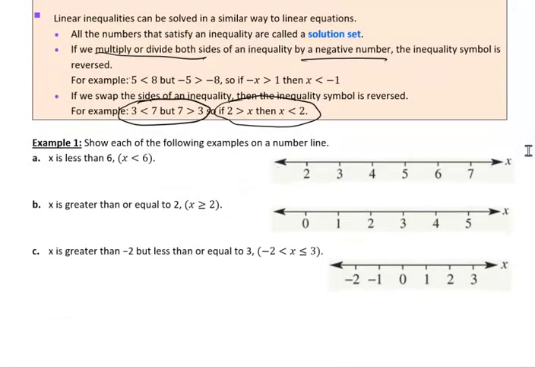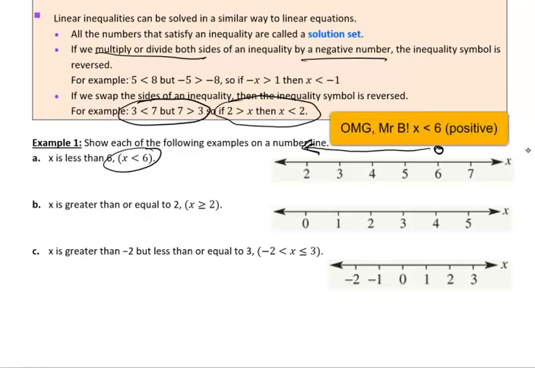So let's look at it here on the line. Show each of the following. x is less than 6. So what kind of circle is that going to be? That is going to be an open circle at 6, and less than is going to go this way forever.